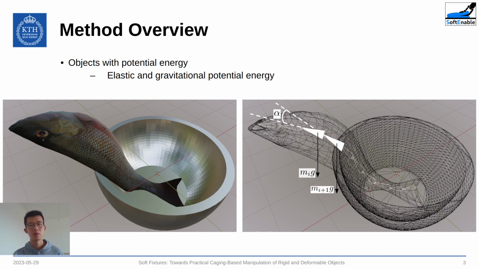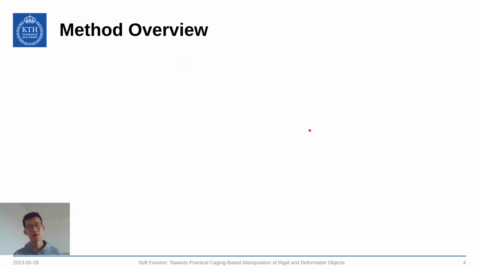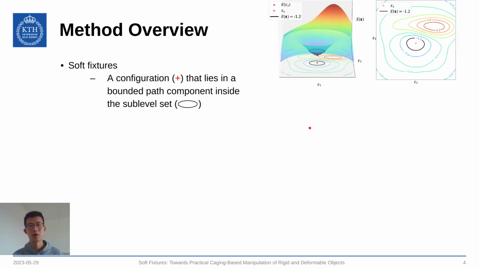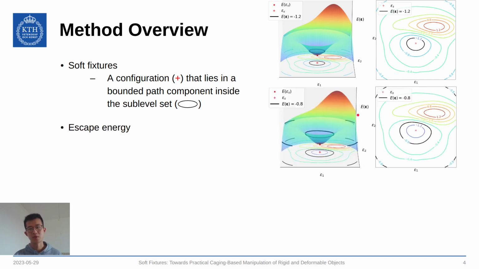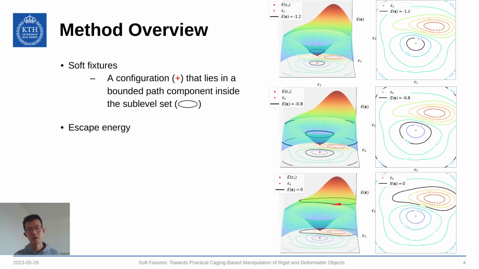We model the bending behavior of the fish using links, and the deformation energy is the sum of elastic and gravitational potential energy at each joint and link. We plot the total energy as a function of object configuration. A configuration is a soft fixture if there exists an energy level set that bounds this configuration. As the energy level set moves up, there exists a fracture point where the set doesn't bound the configuration anymore. It corresponds to the escape energy of this object.